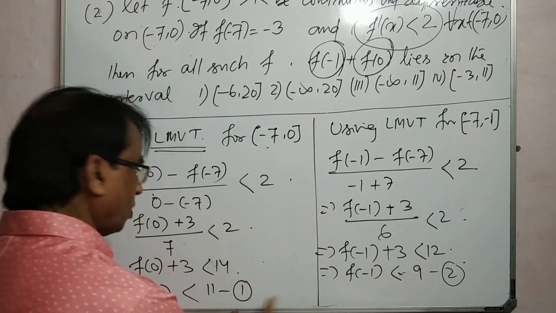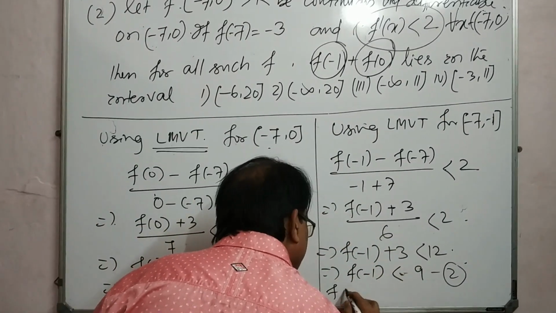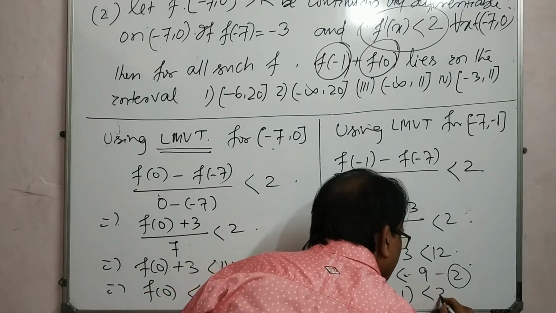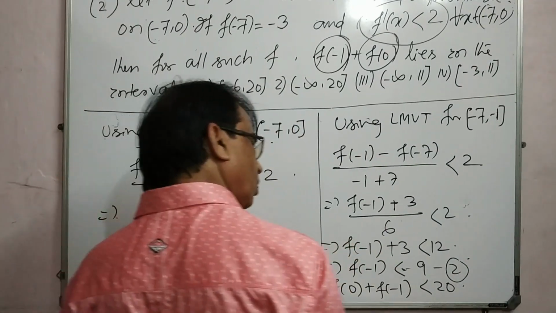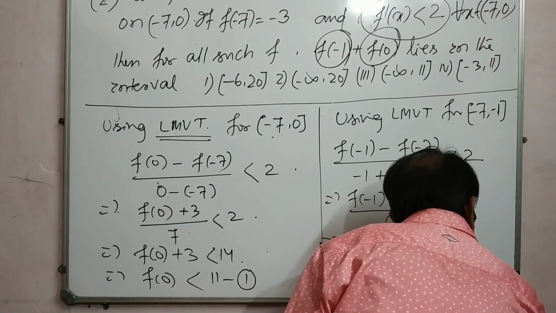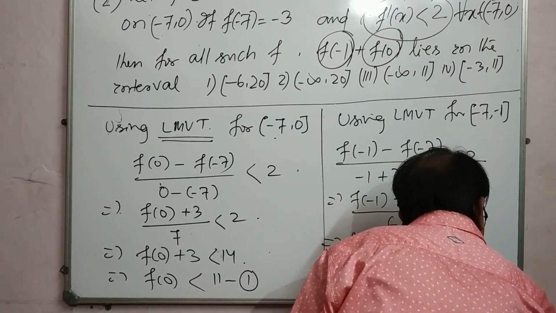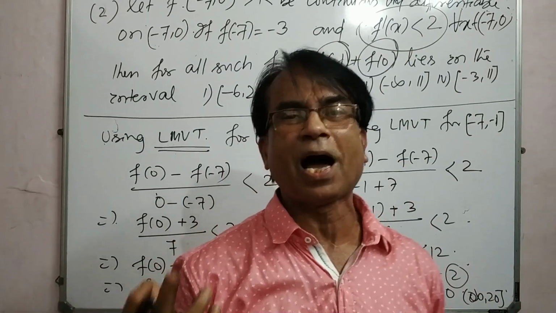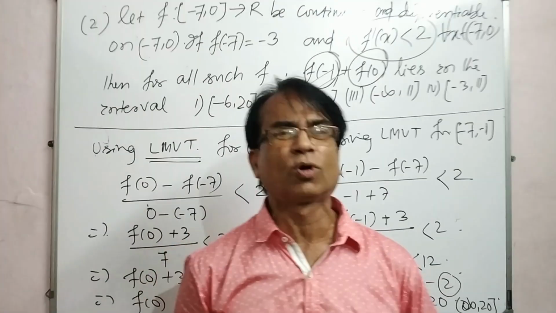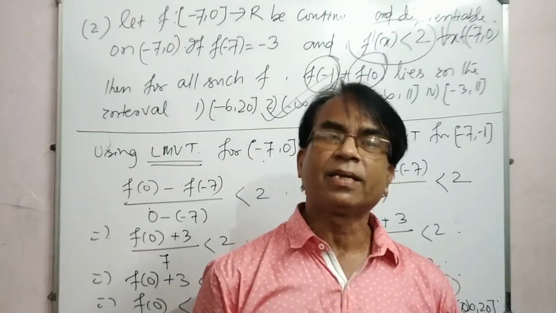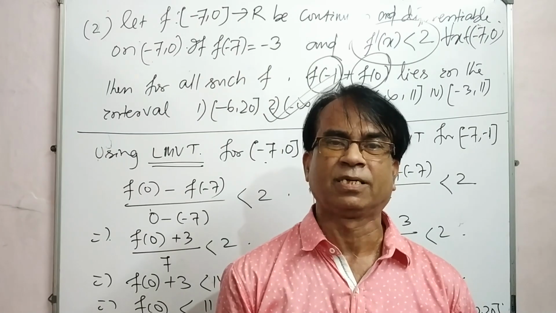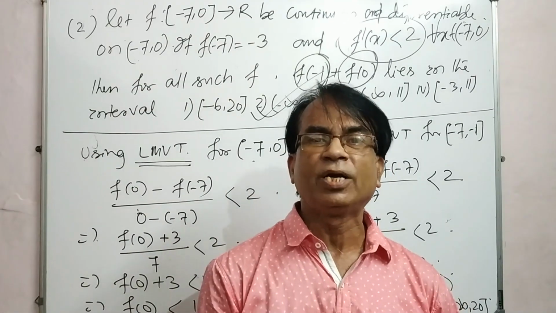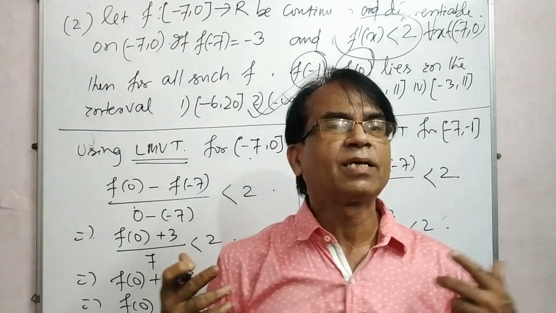From 1 and 2, if you add them, we get the desired result, that is f of 0 plus f of minus 1 is less than 20. So less than 20 means the interval is minus infinity open and 20 closed, and minus infinity open to 20 closed is the answer. So you have seen how we have solved it. It is just similar to board problems, but here the Lagrange's mean value theorem is applied twice, on two intervals: one interval is given, another interval is a subset. We'll see another problem.